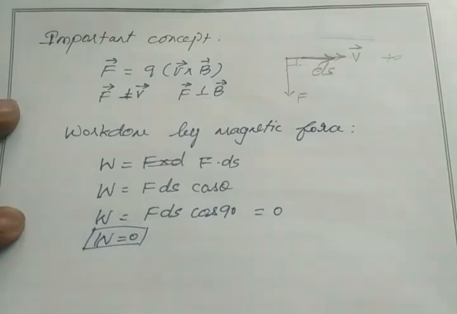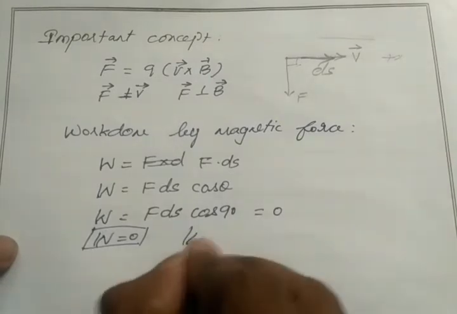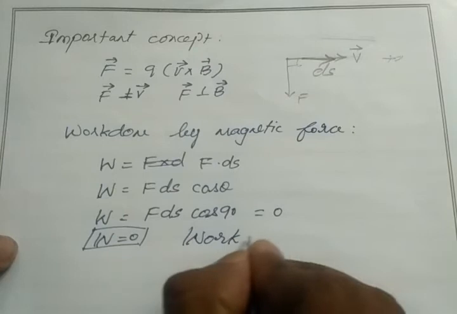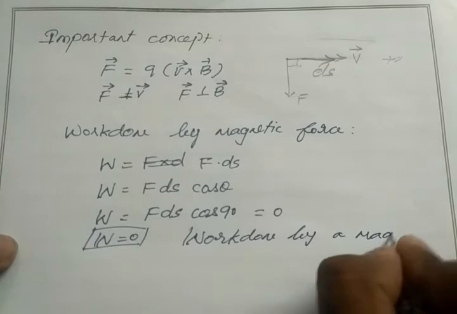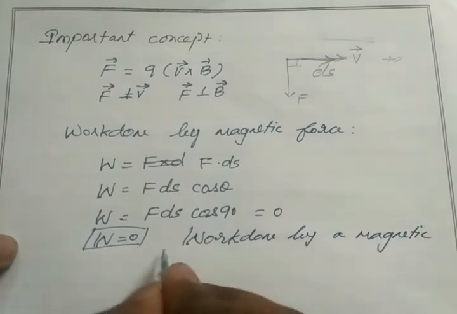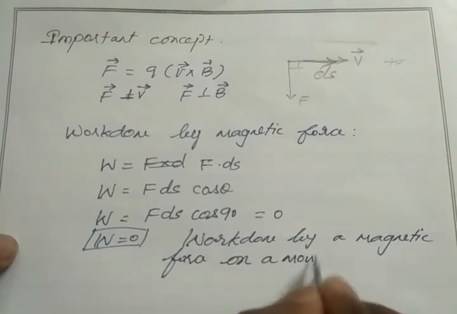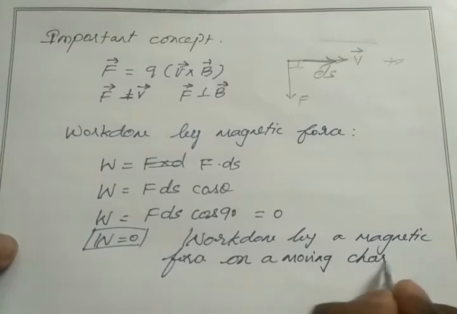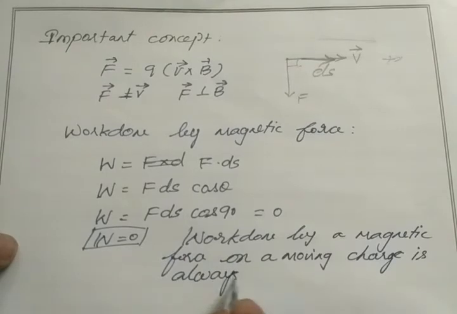So what is the conclusion here? Work done by magnetic force on a moving charge is always 0. That is, work done by a magnetic force on a moving charge is always 0. So this is our conclusion.